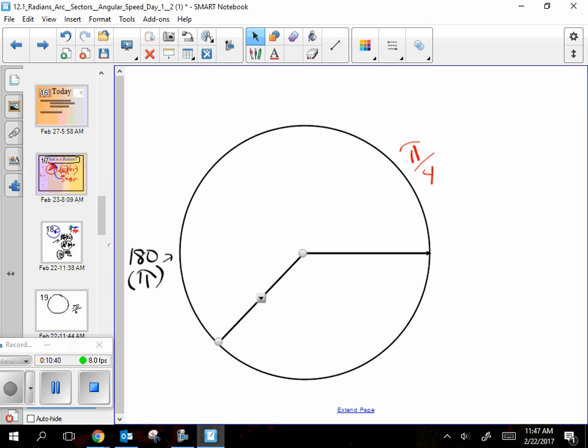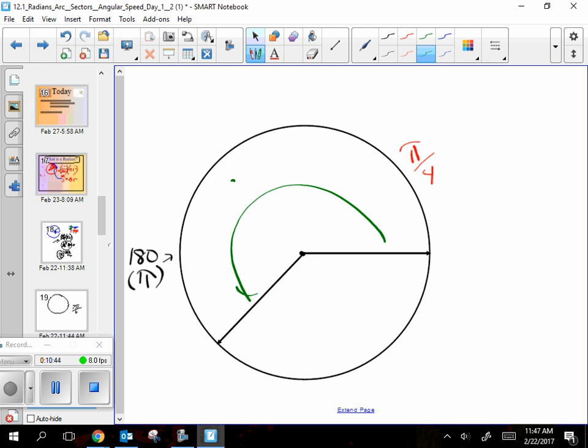Raise your hand if you had that one right. Okay, good. If that's 5 pi over 4, it's pretty easy to tell where 6 pi over 4 is then, right? Let's go another notch. 7 pi over 4? Everybody draw where you think 7 pi over 4 would be then.